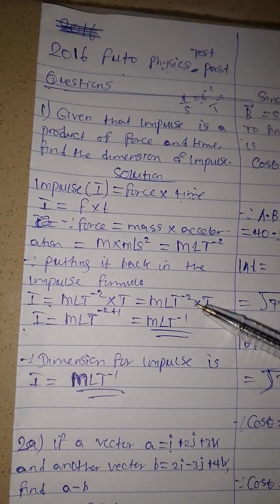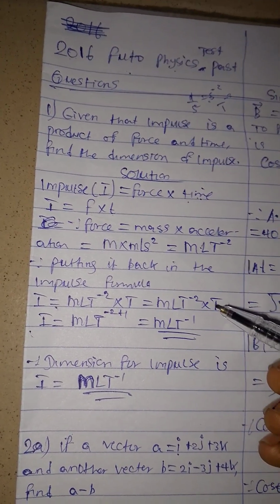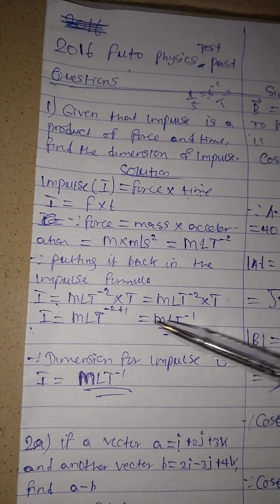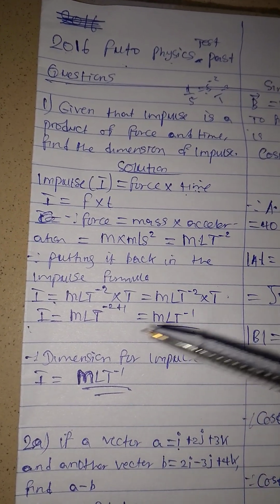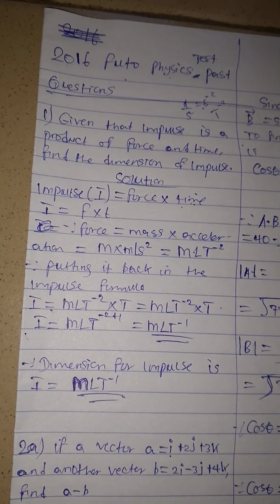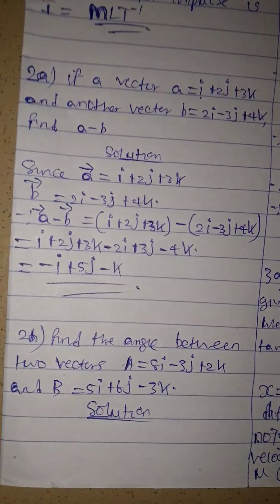The T has a power of minus 2, and this T has a power of 1, so that becomes minus 2 plus 1, which gives minus 1. So the dimension for impulse is M L T raised to the power minus 1. That's the answer.